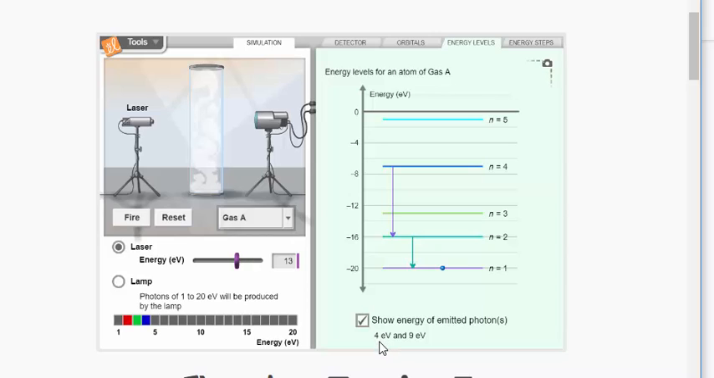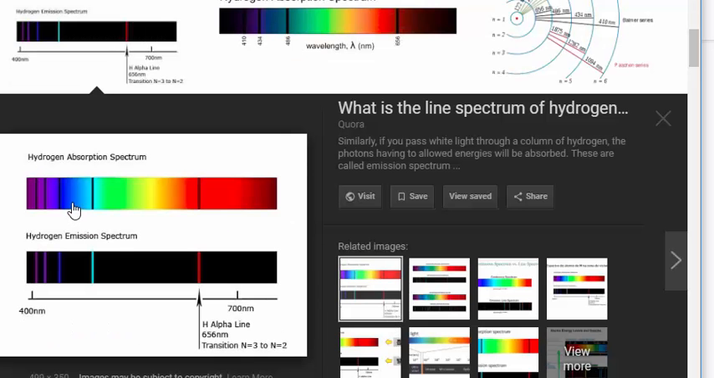So that tells you that when you add up 9 and 4, you get 13. My output is still 13, which is the amount that I inputted. Okay, but it was seen at different levels within my energy diagram, and it would also be seen at different levels within my absorption spectrum.